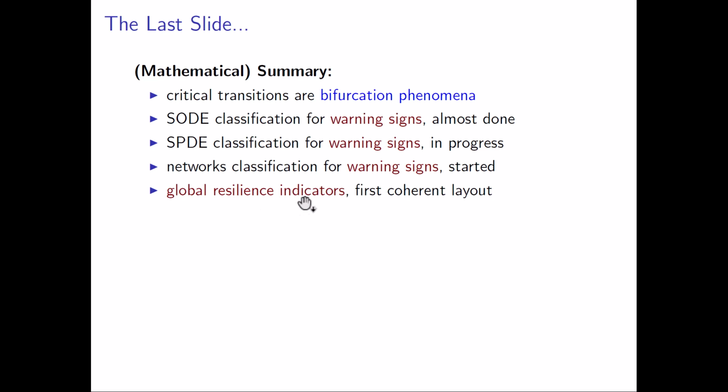And for global resilience indicators, what does it actually mean for a system to be globally resilient? We are far away from knowing what happens when the resilience drops, and whether we can find warning signs for a drop in resilience. So we first have to define what we mean by global resilience. We have given a very first coherent layout of this.